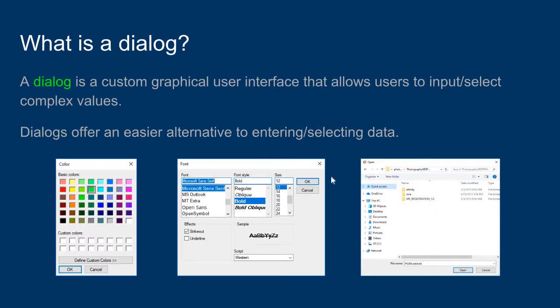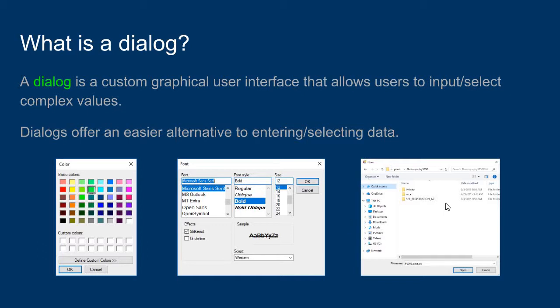This next example is a font dialog. A font is another example of a complex value. A font has a type, a name, a style, a size, there are effects, etc. Having to try to have the user enter in a font manually might be tricky, but this dialog makes it a little bit easier. They can select from a bunch of values, and again, they can choose, okay, I like this font, or never mind.